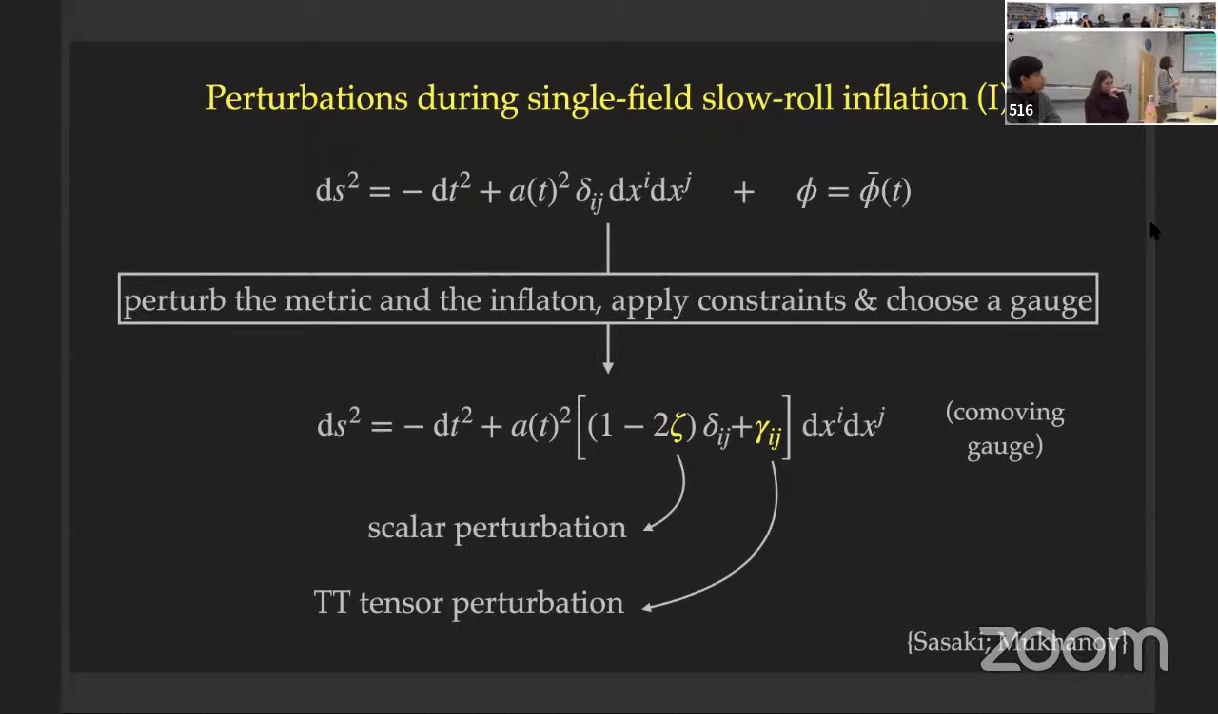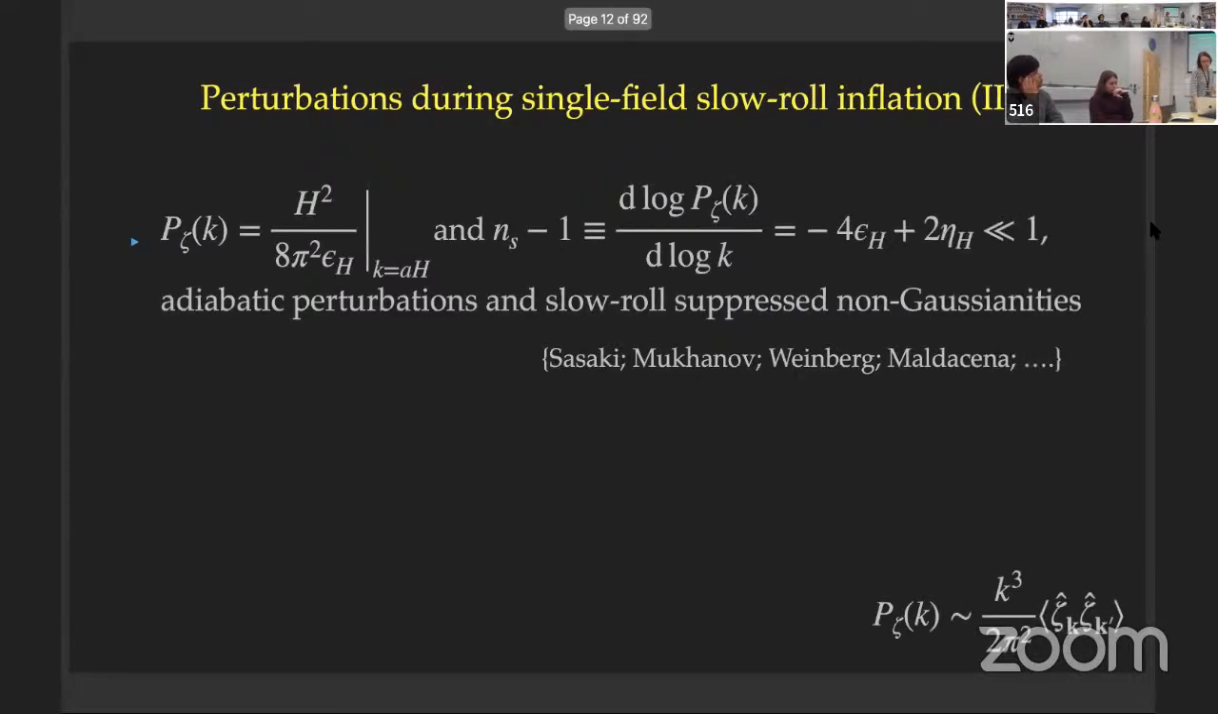This is the perturbed line element, and you see that two quantities have shown up with respect to the unperturbed one. We have zeta, which is the scalar perturbation, and this tensor gamma ij, which is a transverse and traceless tensor that describes tensor perturbations. What we want to do now is understand the statistics of the perturbations produced within single-field slow-roll inflation.